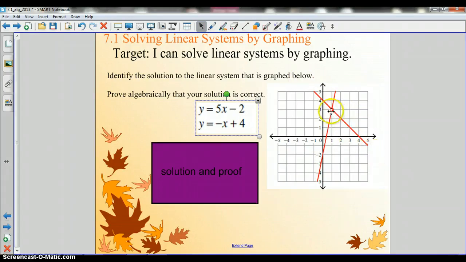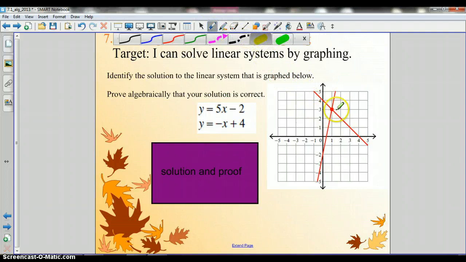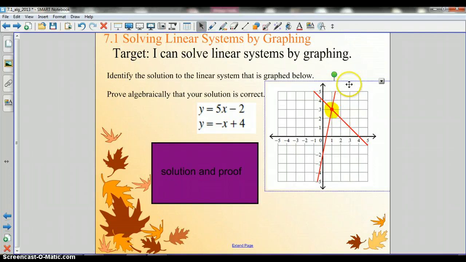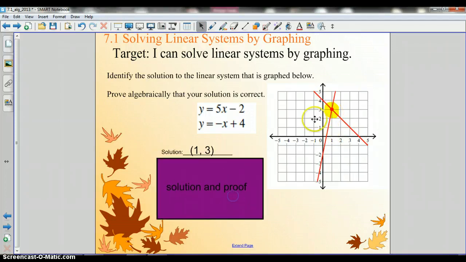And notice we do have an intersection point right here. And basically all we have to do is identify what that solution is. So what I'd like to have you do is circle that point of intersection whenever you see it. That tells me you know exactly where it is. You know where to look for it. And then read the coordinates of that point of intersection. And you can see that the solution is (1, 3). X is 1, y is 3.